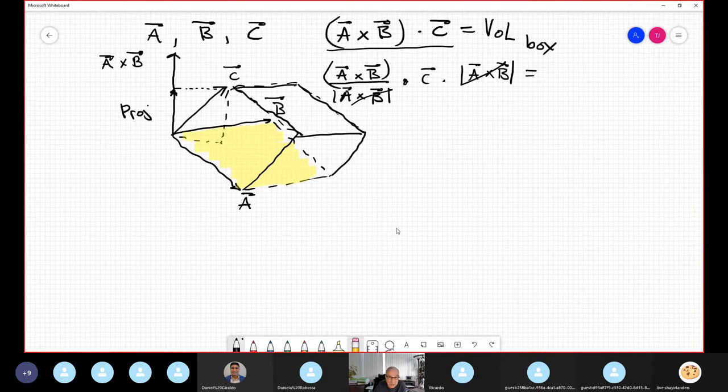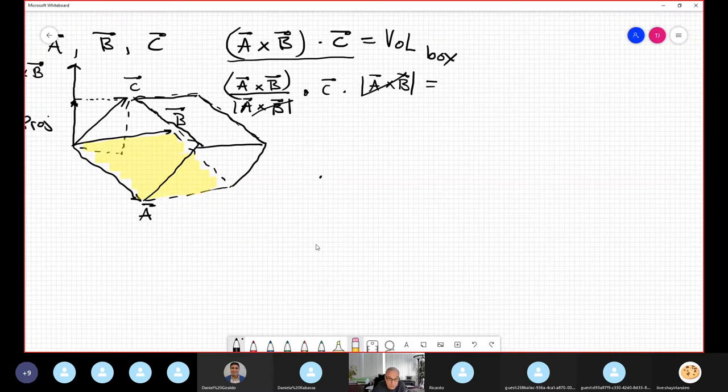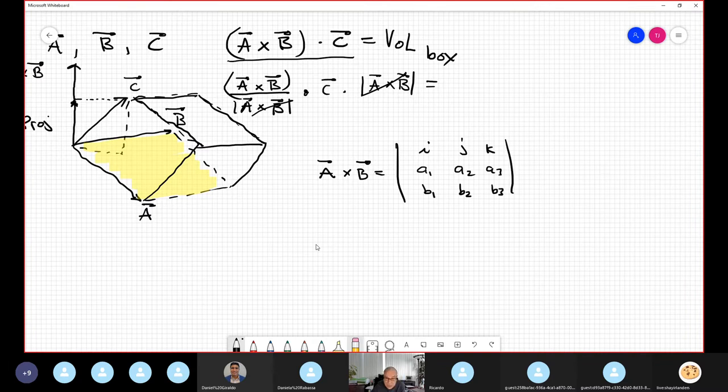However, let me show the idea algebraically. Suppose A cross B, as I know how to compute by hand, is the determinant with rows I, J, K; A1, A2, A3; B1, B2, B3. I can interpret this as I multiplied by its cofactor 1,1, which is what remains when you delete this row and column, plus cofactor 1,2 times J, where the cofactor includes the sign, plus cofactor 1,3 times K. Okay, this is the idea.